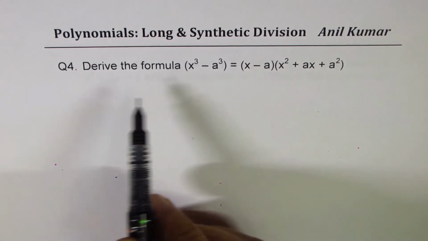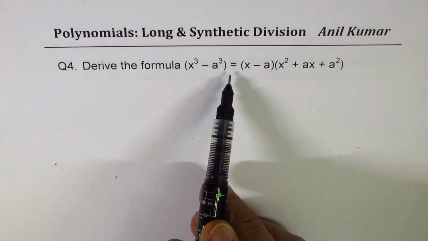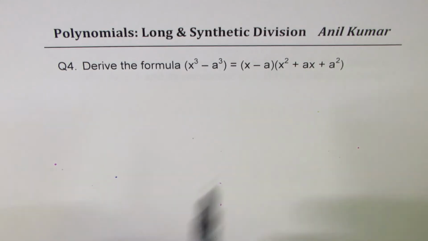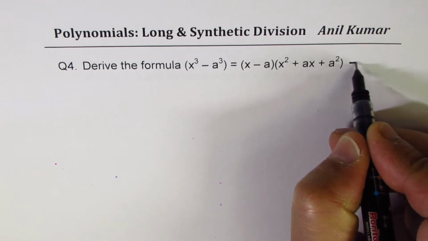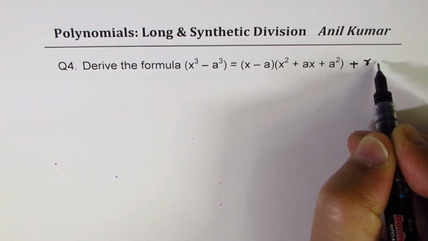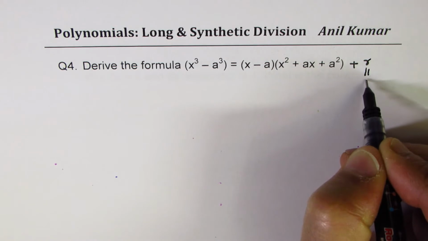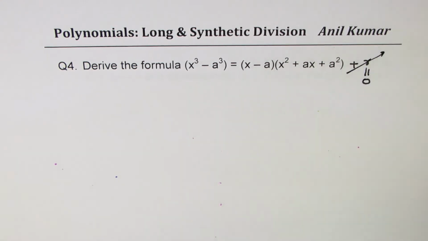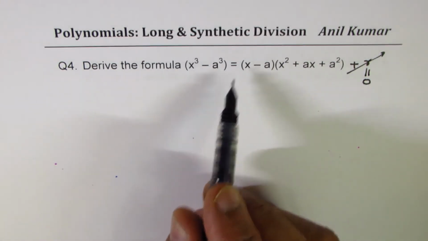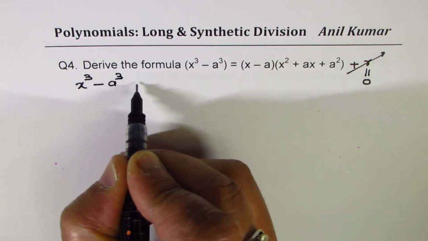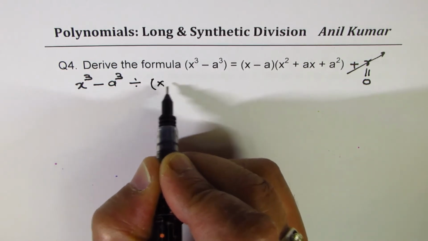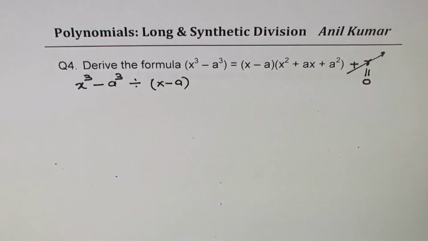Question number 4. Derive the formula x cube minus a cube equals x minus a times x square plus ax plus a square. What we see here is that the remainder is 0, right? So the remainder basically is equal to 0. Do you see that? So that term is not there. It means x minus a is a factor of x cube minus a cube. Perfect. So what we are going to do in this exercise is basically divide x cube minus a cube by x minus a. Correct? That's what we are going to do.